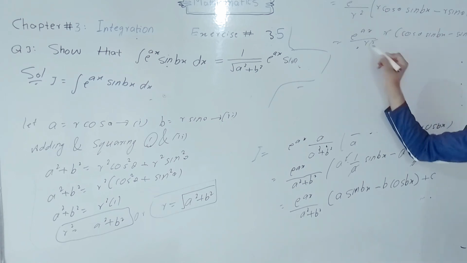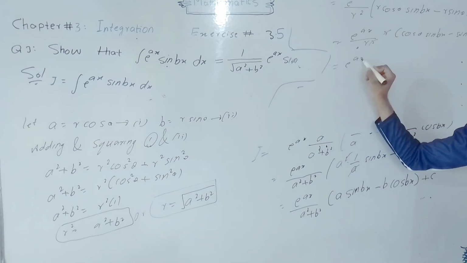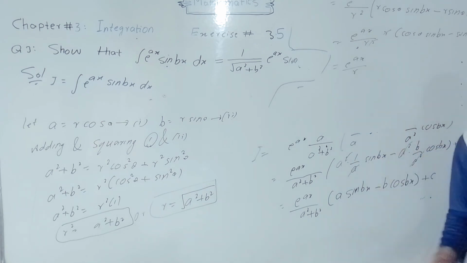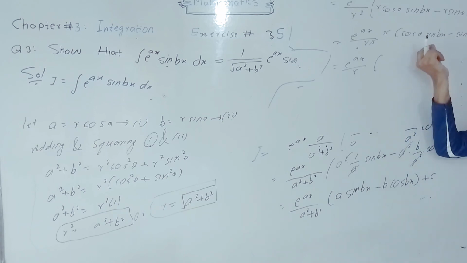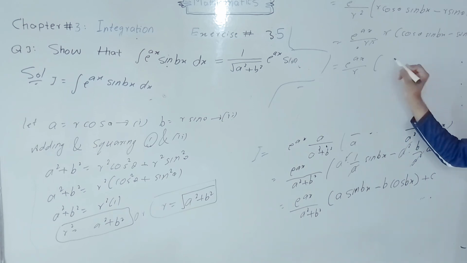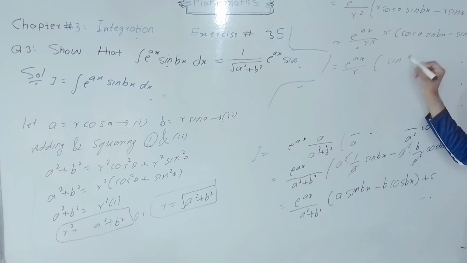So r square cancels, which is equal to e power ax divided by r into, so this is the formula of sin bx minus theta, plus c.